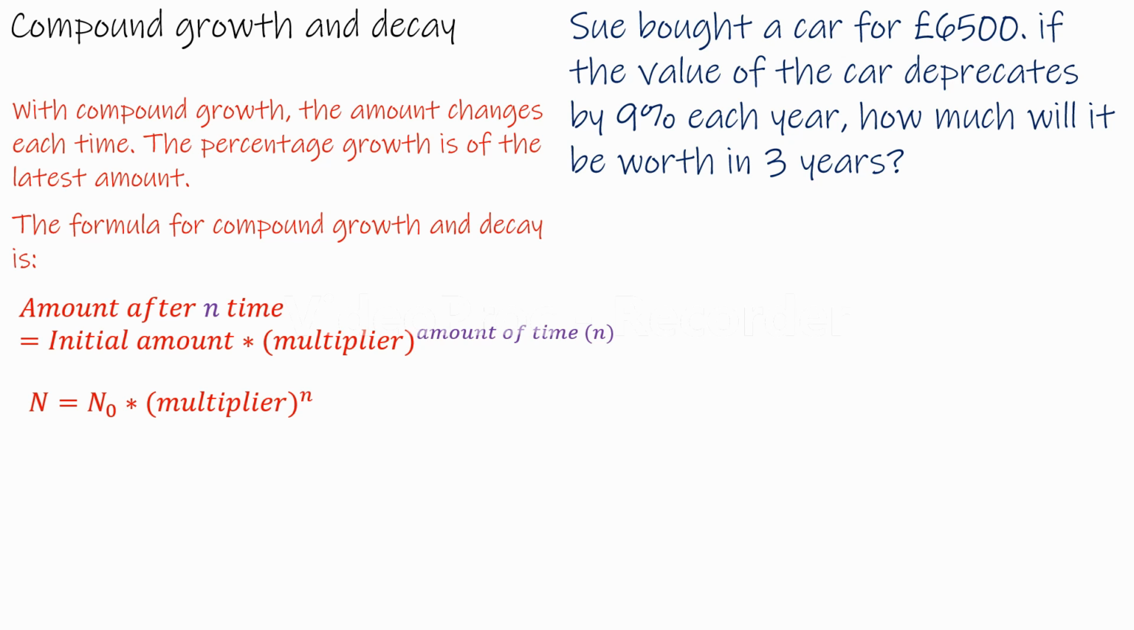Now, all we have to do here is the exact same thing. Substitute our values in. So the value after the amount of time is going to be 6,500, as this is our initial value, times our multiplier. This time we are depreciating by 9%, or decreasing by 9%, which is going to be compound decay. Therefore, we're having 0.91 as our multiplier, as 6,500 times 0.91 is going to give us 9% less than the original 6,500, to the power of 3, as it is 3 years.